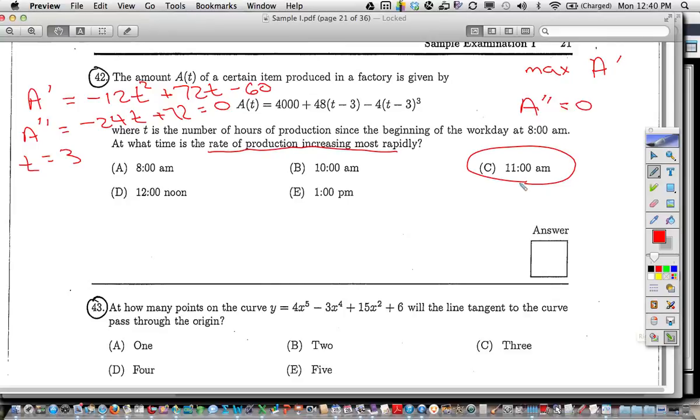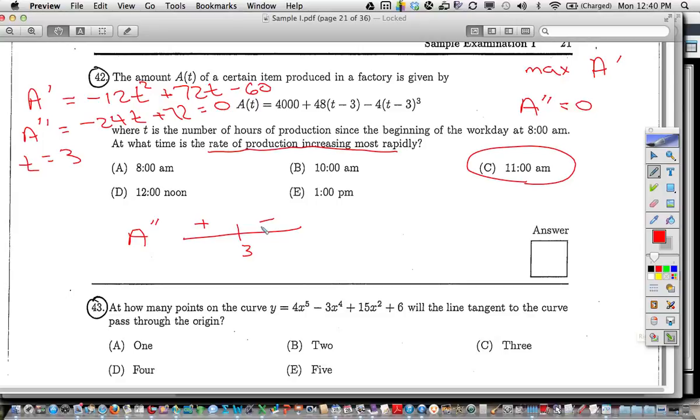Now it turns out it did, and if this was an actual multiple choice question we were doing on the test, maybe for time's sake we'd be willing to trust that. Or maybe we graphed A prime and we could look at it and tell. But what you would really want to do is an A double prime number line. And like Sam was saying a minute ago, show that that goes positive to negative, which it does. It's an A double prime number line because we check where A double prime is 0, because remember we're doing the max of A prime. So that's doing it like a max problem.